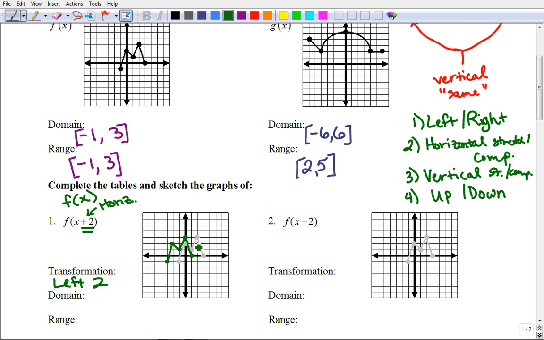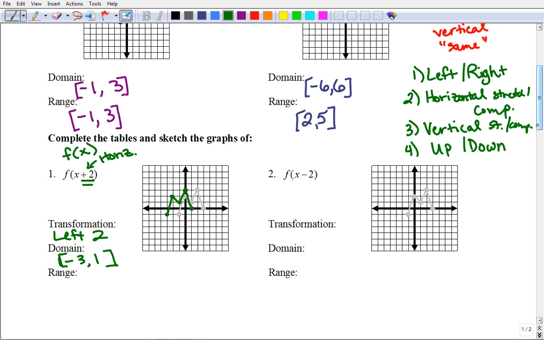So for the domain, of course, if my graph moved to the left 2, my domain got moved to the left 2 as well. So my smallest x value is now -3. Whoops, -3. 1, 2, 3. And my largest x value is 1. So my domain is [-3, 1], and it's still square brackets because I have closed points. But looking at the range, I didn't move anything up and down, so my range will stay the same as what it was before, [-1, 3]. So comparing what it originally was to what it is now, everything has just moved to the left 2.